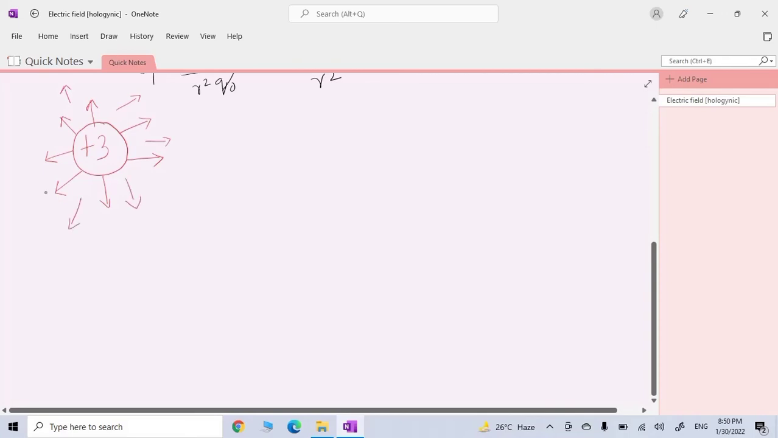You can see that as we go away from a charge, the lines diminish in number, which means that the influence of the electric field fades away with the distance, because the electric field, as you can see in the formula, is always inversely proportional to 1 by r square. So it decreases as 1 by r square with the distance.